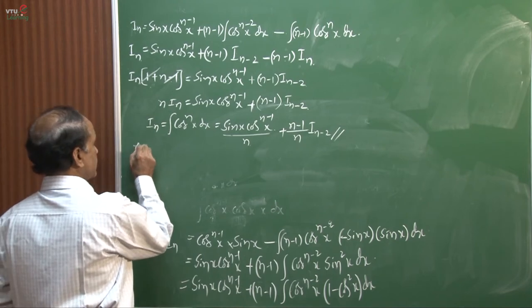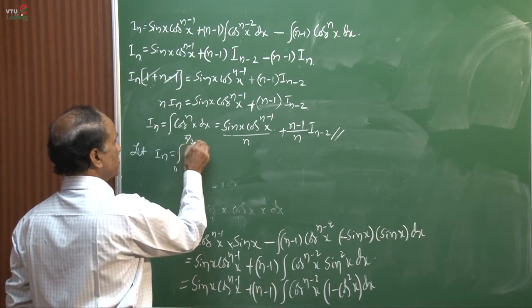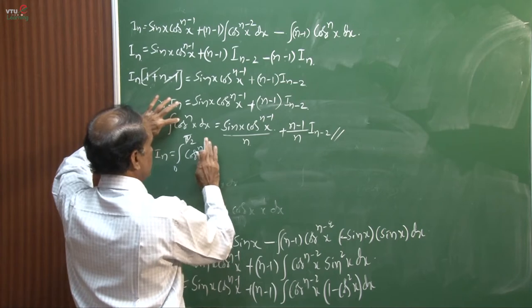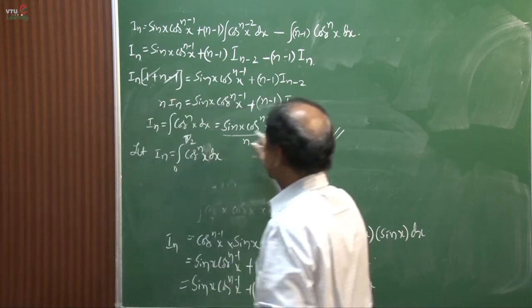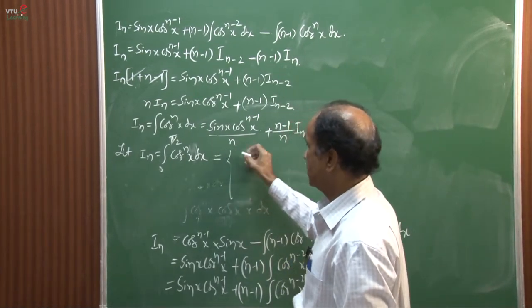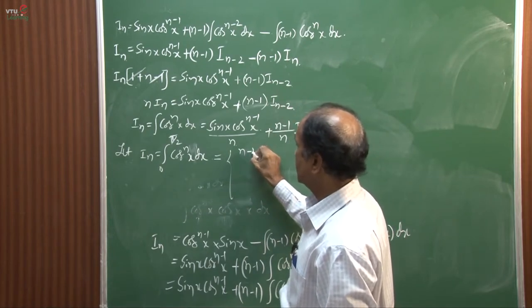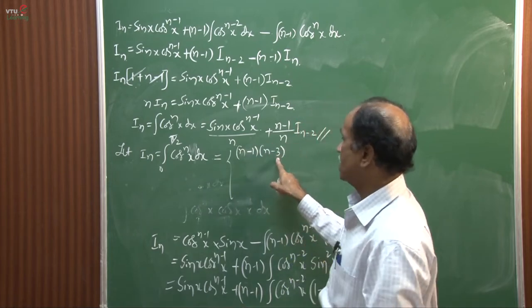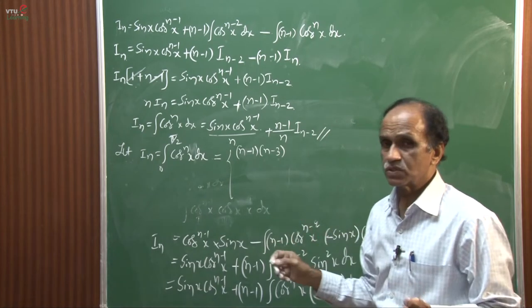Now let I n, same thing, be the integral from 0 to pi by 2, if you assign the limits, of cos to the power n x dx. If you use this result as I wrote for the previous one, the same result is valid for both. N minus 1 is the first coefficient, and for the second coefficient, odd numbers you have to write: 1, 3, 5, 7, 9, like that it goes.